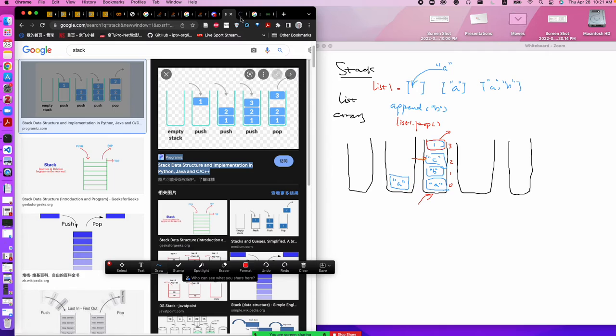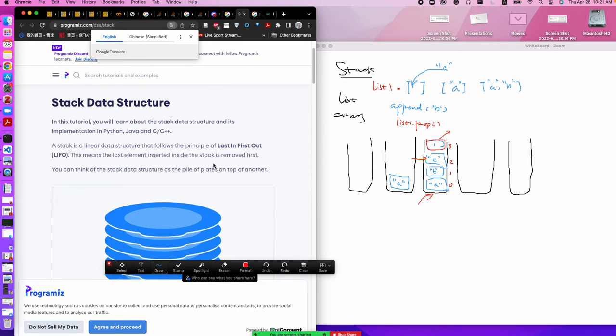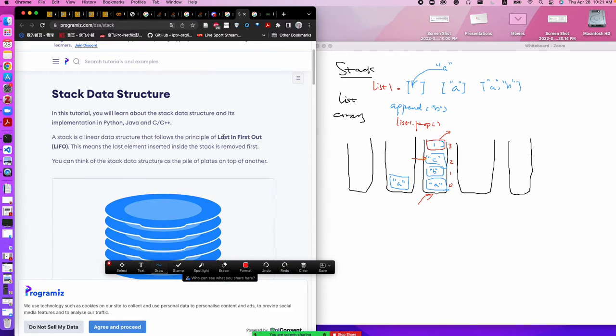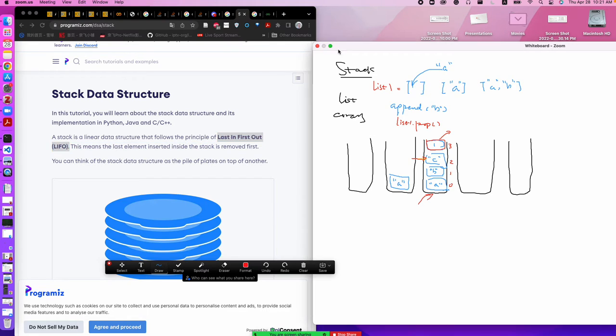So the stack data structure has a property which is last in, first out. So remember this: last in and first out.